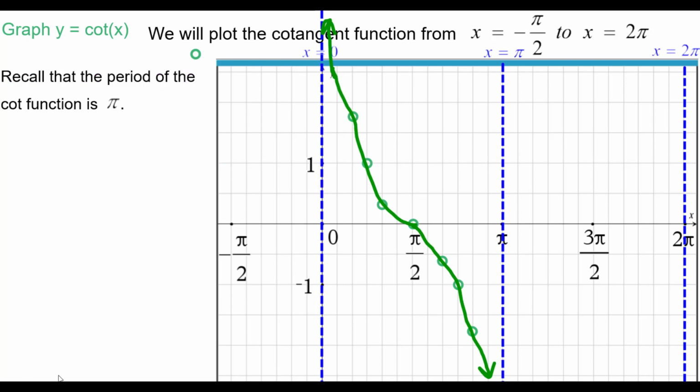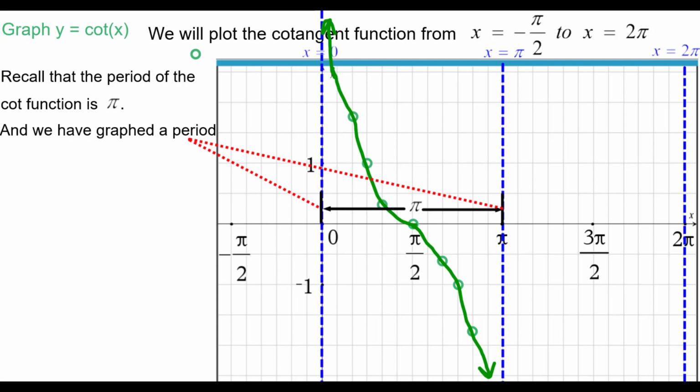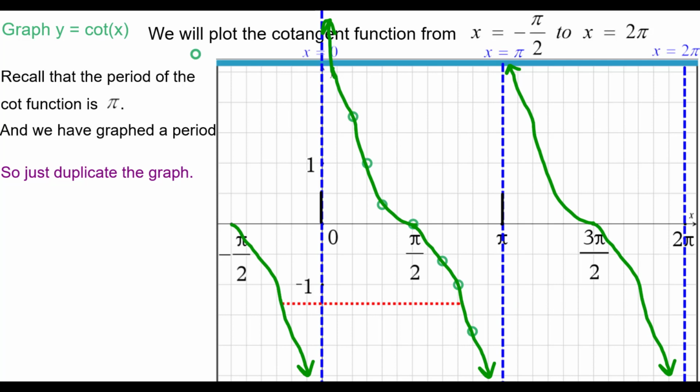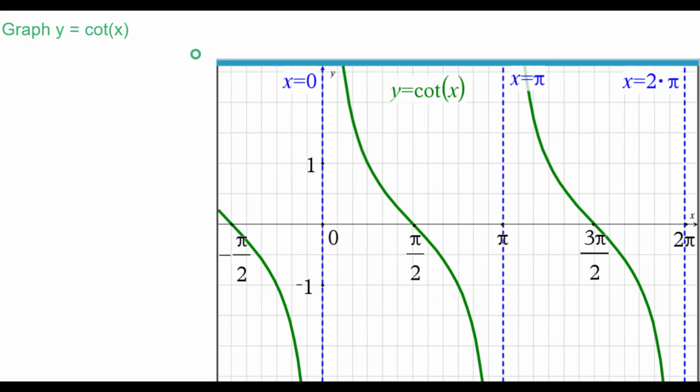Recall that the period of the cotangent function is pi. And we've graphed a period from 0 to pi, so we have a full period there. So all we have to do is just duplicate the graph. So here, this will shift over here from pi to 3 pi over 2. This will shift from 3 pi over 2 to 2 pi. And then going backwards from negative pi over 2 to 0. And this is what it looks like more beautiful.